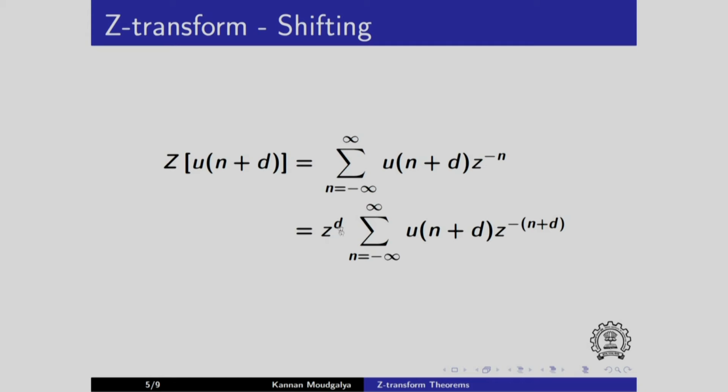And what is this sum? You see that this is nothing but U of z. You can just substitute n plus d as m, so u of m into z power minus m going from minus infinity to plus infinity, because this d is finite. So we obtain z power d into U of z. So for all finite d, this equation is satisfied. This U of z is the Z transform of u of n.